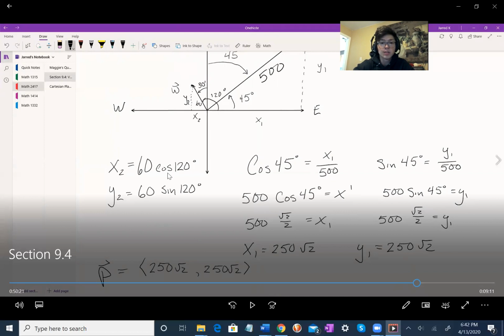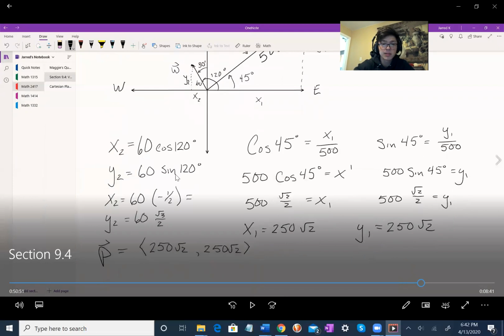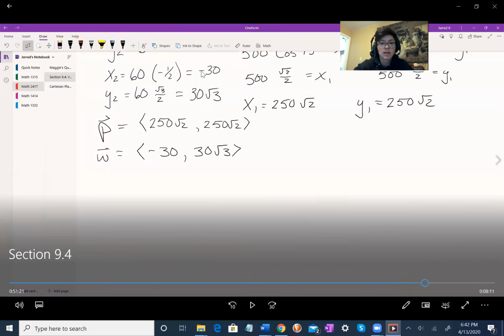Cosine of 120 degrees is equal to x2 over the magnitude, which is 60, right? That was what it was. And so then he multiplied 60 over to the other side and got his x. It's the same process as over here that we did. Did the same thing for y. We can evaluate these values to be negative 1/2 for the cosine and root 3 over 2 for the sine. He solved out those values, got negative 30 for this, and then 30 root 3 for this one. So these are our two vectors now.